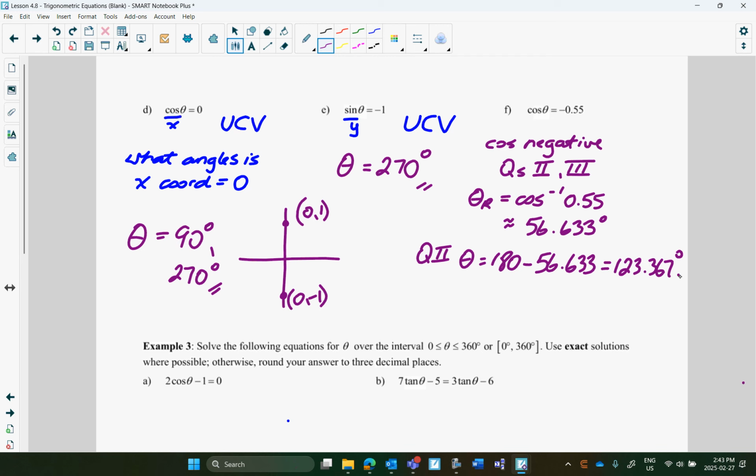That's one answer. How do we find the actual angle in quadrant 3? Add 180 to the reference angle, or 180 plus 56.633. And we would get 236.633 degrees. Okay.